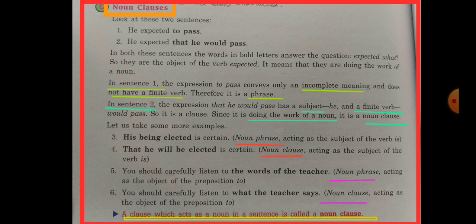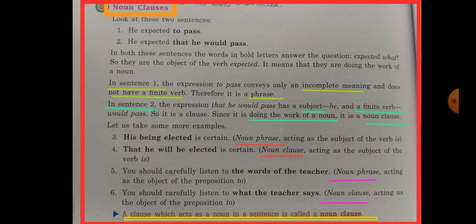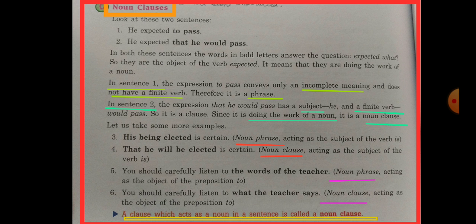Now read out the third sentence. His being elected is certain. So what is certain? We are getting the answer of what, so it is a noun. But as we do not have any finite verb, it is a phrase. So his being elected is a noun phrase.